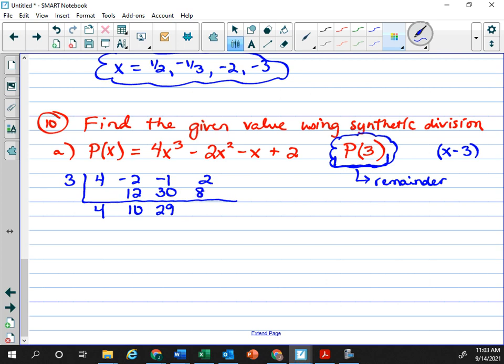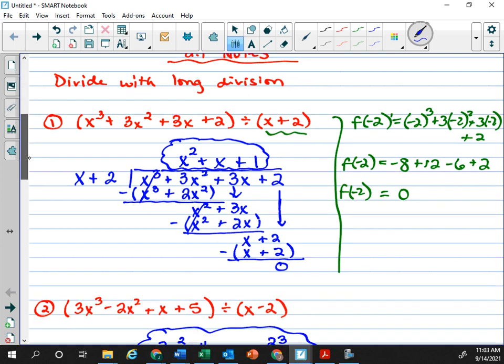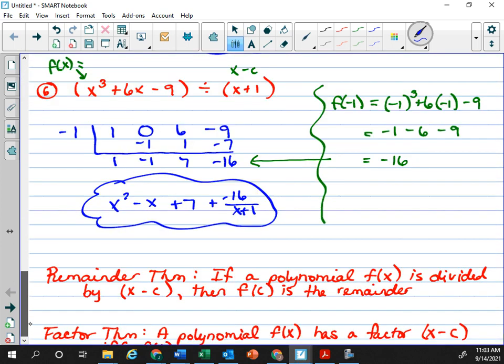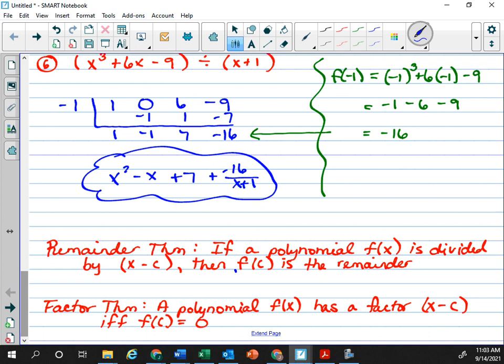How do you tell it's asking for the remainder? That is what P of 3 represents. So remember when we wrote down those theorems here? Do you see this right here? F of C is the remainder. So instead of an F function, I had a P function, and C is the number I'm talking about. So what you get at the end is the remainder.